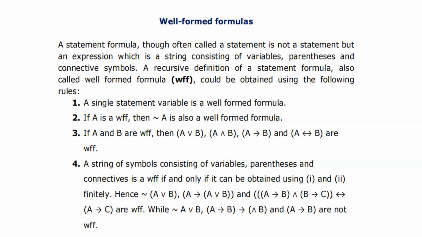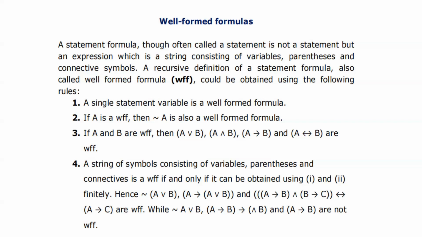Second rule, if a single statement formula, that is A, is a well-formed formula, then definitely its individual negation is also a well-formed formula. Basic rule. A single atomic proposition is a well-formed formula. Always, if a single atomic proposition is a well-formed formula, then definitely its negation, or individual negation, is also a well-formed formula.